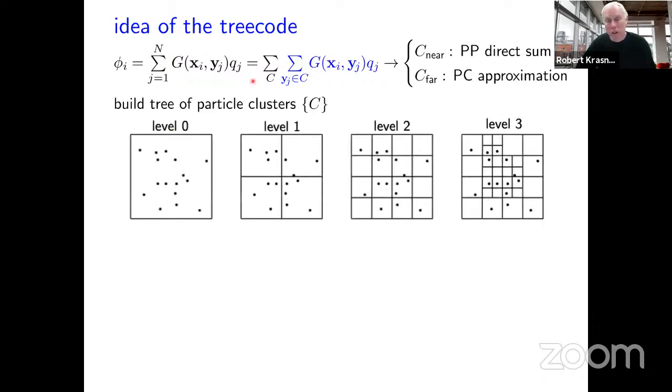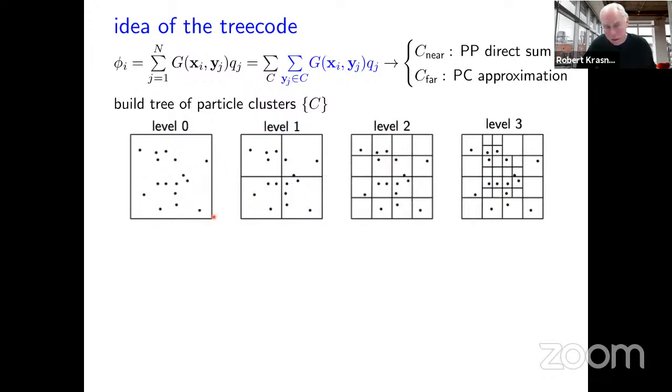Okay, so we build a tree of particle clusters. And let's say in this case, the targets and sources are the same. The tree has one cluster at level 0. It has 4 clusters. Of course, we do this in 3D. Here, there are 4 clusters at this level, 16. Now, at some point, we stop dividing clusters.